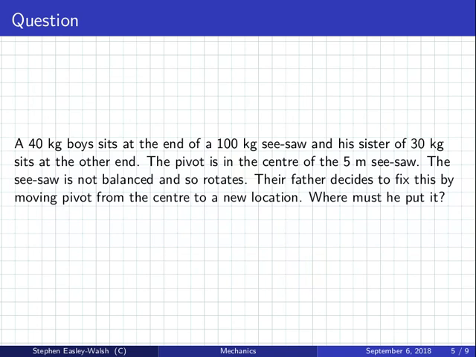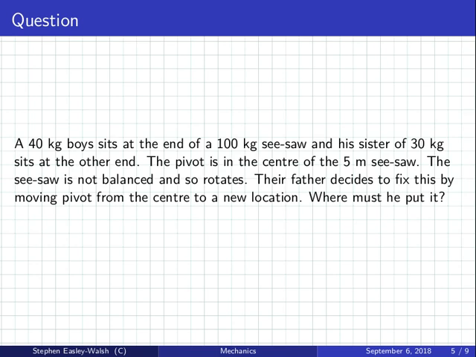Okay, so let me do this question, but what I would like you to do is to try and draw the picture. A 40-kilogram boy sits at the end of a seesaw. Do you know a seesaw? The children's toy goes up and down. And the seesaw is 100 kilograms. And his sister, 30 kilograms, she sits at the other end. Okay? And the pivot is in the middle.